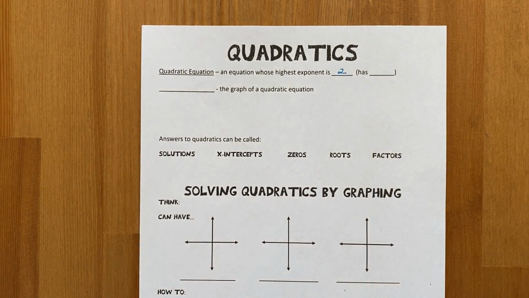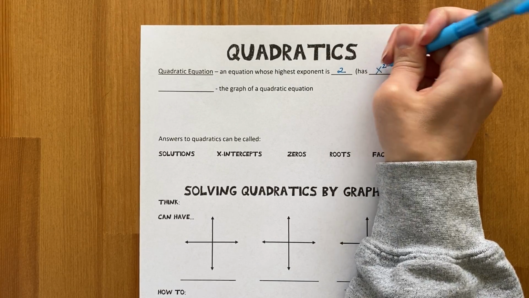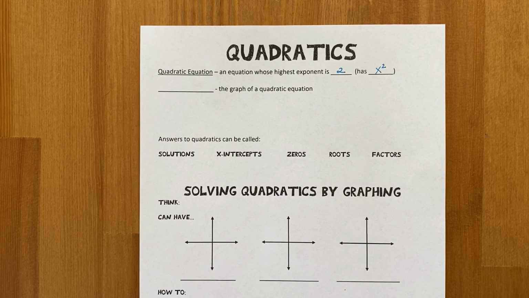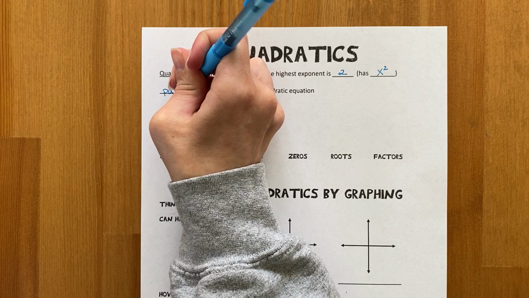So most of our class so far has been dealing with linear equations whose highest exponent is 1. They make nice straight lines, but these ones are going to involve a lot of x squareds going on. So it's going to change the way our graphs look a little bit. In fact, our graphs are now called parabolas.